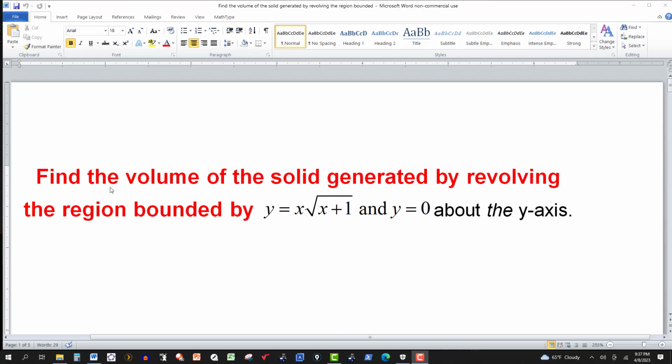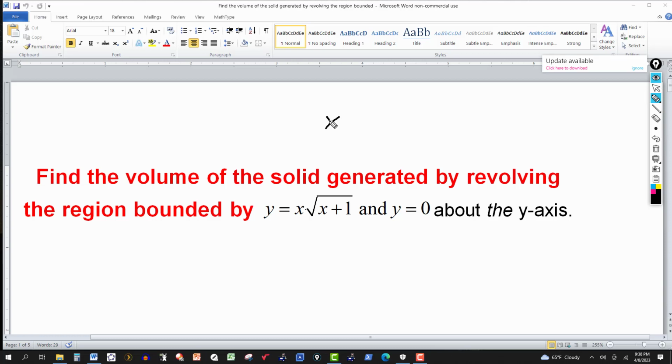In this video, we're going to find the volume of the solid generated by revolving the region bounded by y equals x times the square root of x plus 1, and y equals 0 about the y-axis. Now this is the same region that I had in another video. In that video, we found the area of the same region.